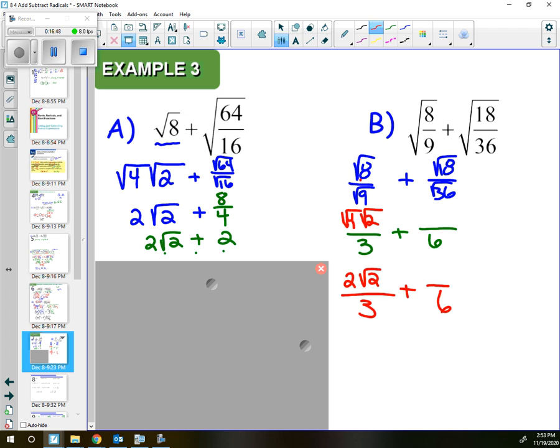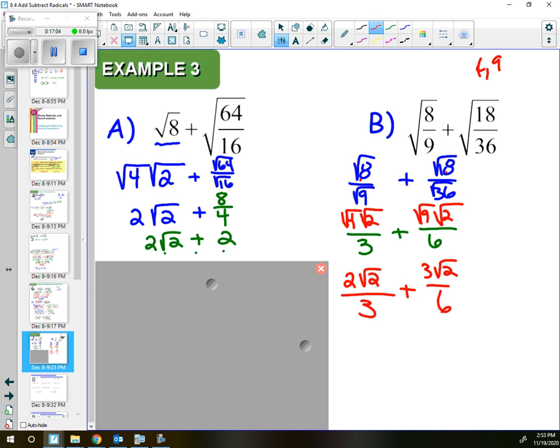And then for our second one, 18. Also not a perfect square, but what's the biggest perfect square that divides into 18? So go up the list. 4 doesn't. How about 9? Ooh, 9 does. 9 times 2. So that would be 3 times the square root of 2.